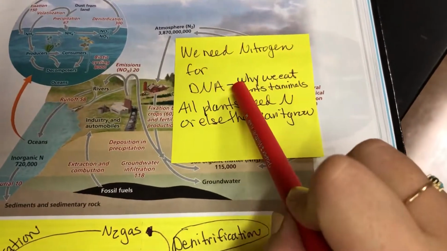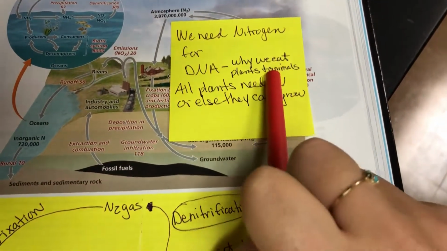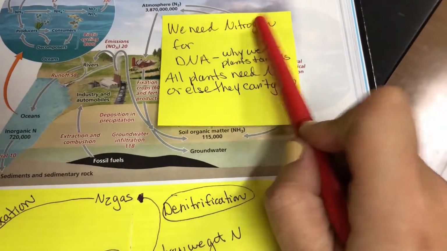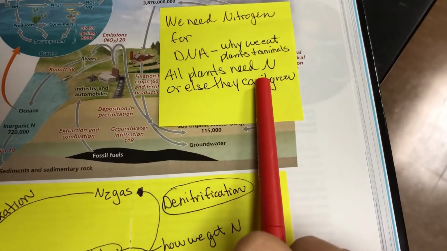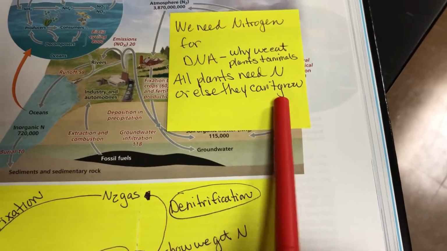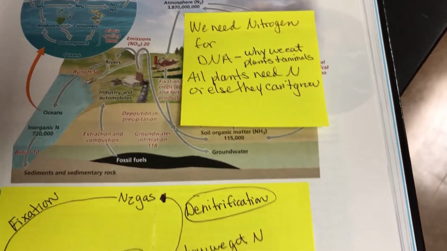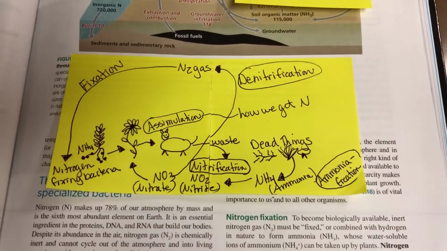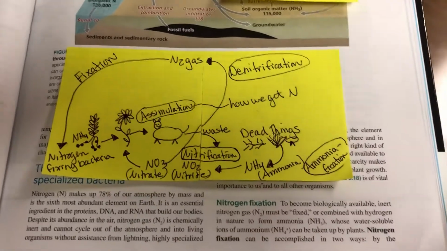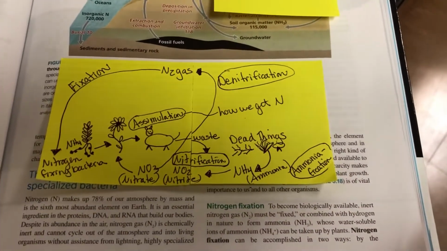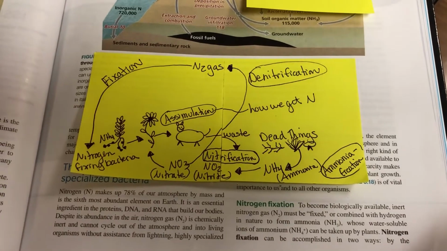All right, the nitrogen cycle. Why do we need nitrogen? DNA. This is why we eat plants and animals. It's a way that humans can get nitrogen. And all plants need nitrogen or else they can't grow either. So nitrogen is a really important nutrient that both consumers and producers need in order to survive. Again, here is my simplified version of the nitrogen cycle. This is the most difficult one out of all of them that we will cover in class, so make sure you copy this down.